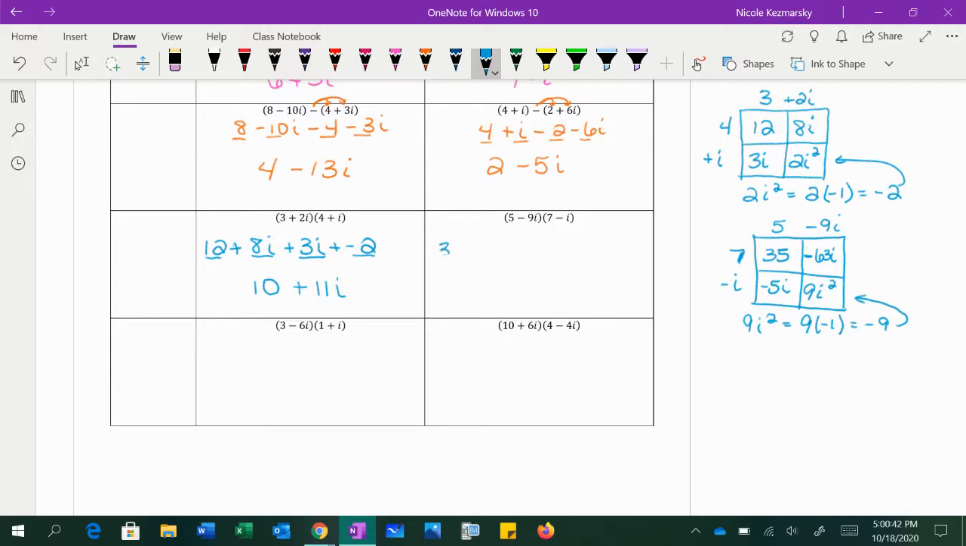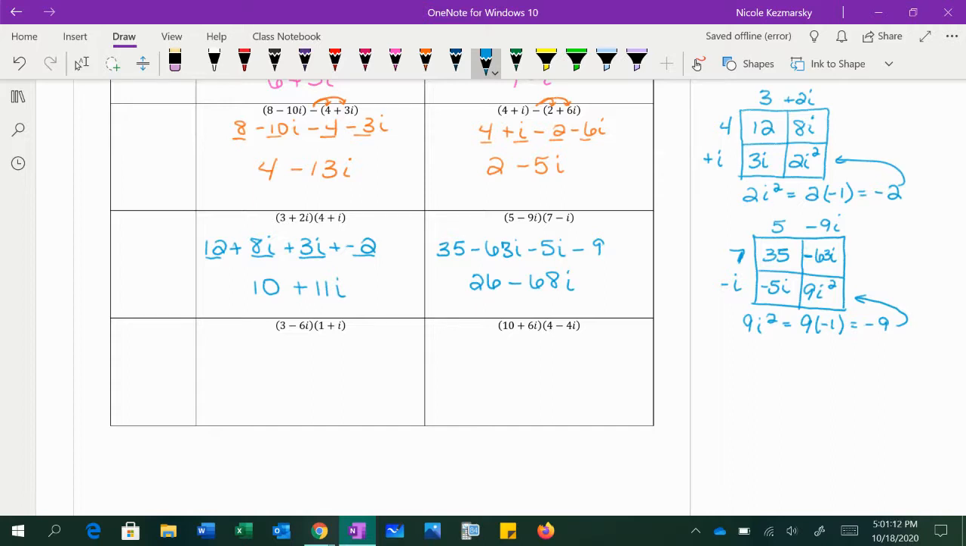Then I'm going to add, so I'm going to do 35 minus 63i minus 5i minus 9. And those are all adding a negative, so we can just make them a negative. 35 minus 9 is 26. And then negative 63 minus 5 is negative 68 with an i attached.